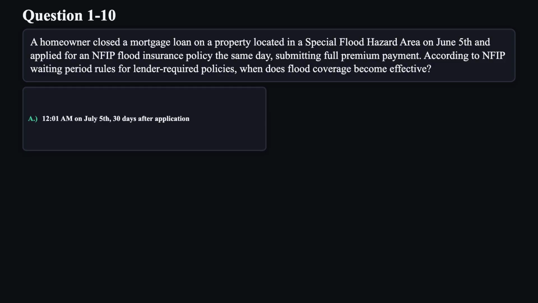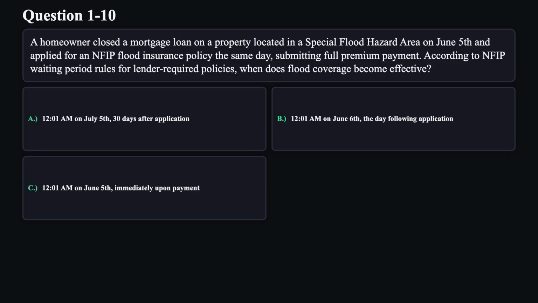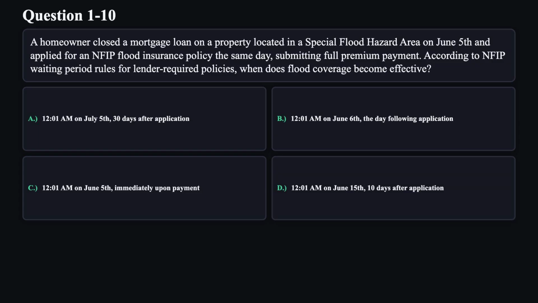A. 12:01 a.m. on July 5th, 30 days after application. B. 12:01 a.m. on June 6th, the day following application. C. 12:01 a.m. on June 5th, immediately upon payment. D. 12:01 a.m. on June 15th, 10 days after application.